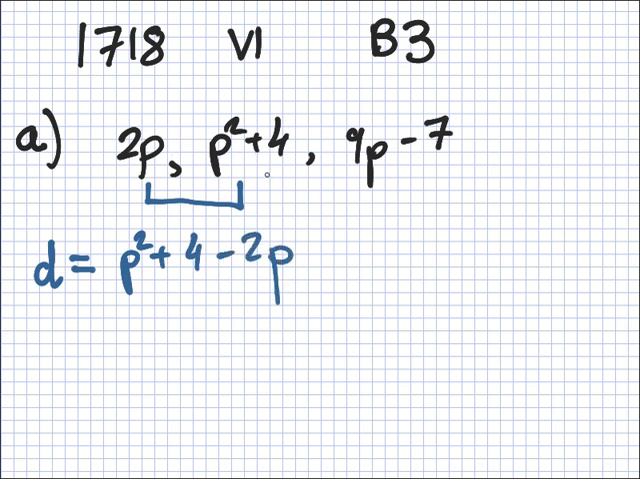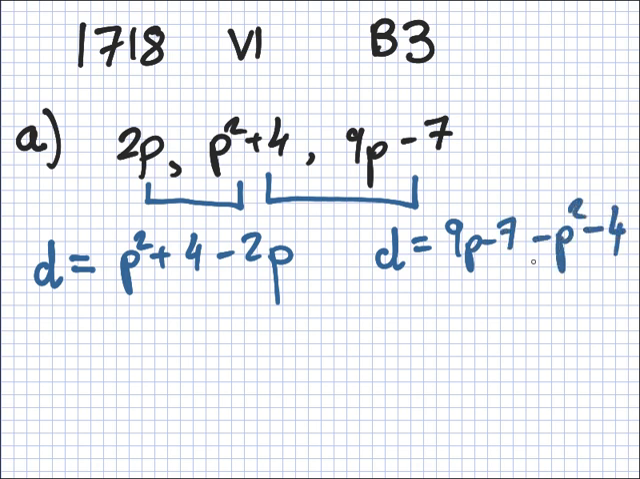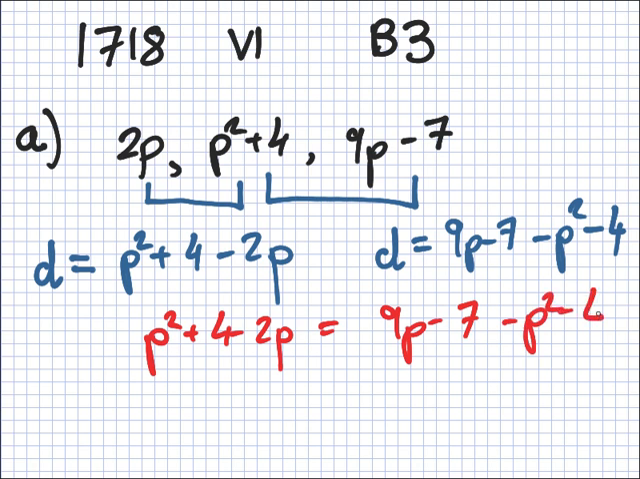Now, if you look at the second and the third one, how would you get the common difference? Same, 9p minus 7 minus p squared plus 4. Yeah, and I'll just put the minus on both of them straight away. If you prefer, you can write minus with brackets, but I just put the minus in straight away to save a little bit of time. Now, what could I do next? Well, you have this and you have this, so combine them. So you would say p squared plus 4 minus 2p equals 9p minus 7 minus p squared minus 4.